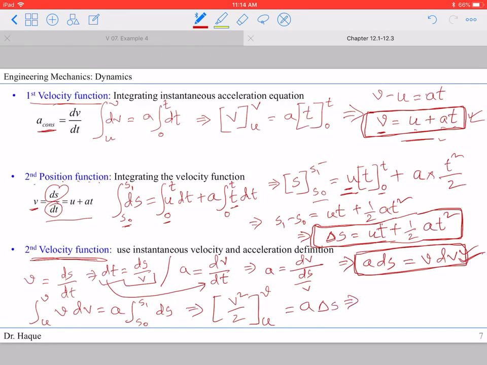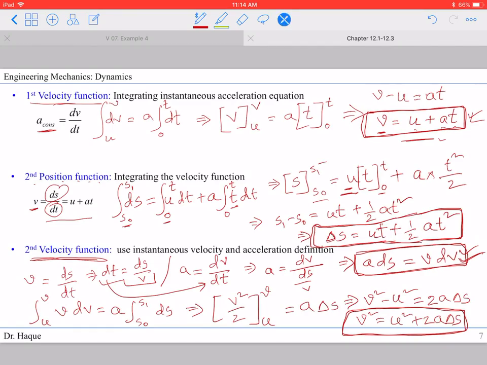If we simplify, we'll get v squared minus u squared, so final velocity squared minus initial velocity squared, equals twice acceleration multiplied by change in distance. This can also be written as v squared equals u squared plus twice acceleration delta s. So this is the fourth and final formula we derived, and we're going to use it for our problem solving.